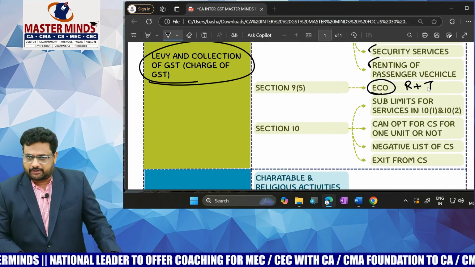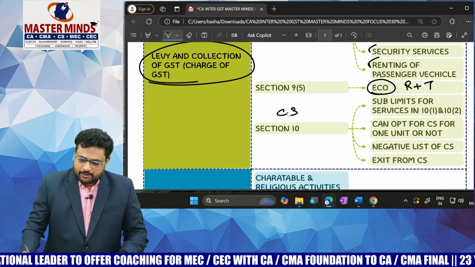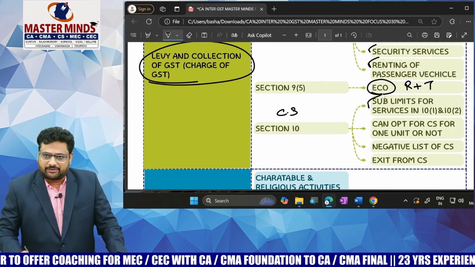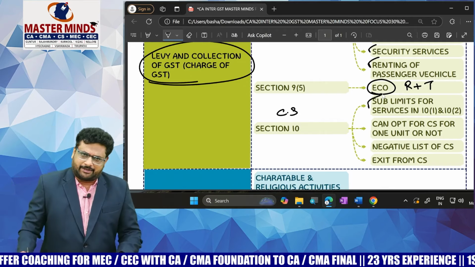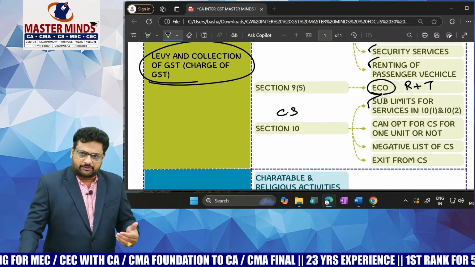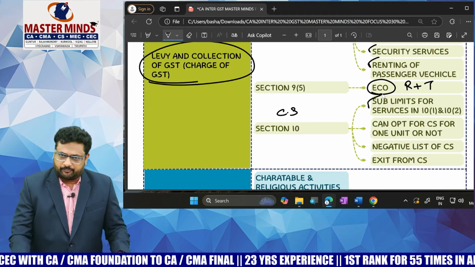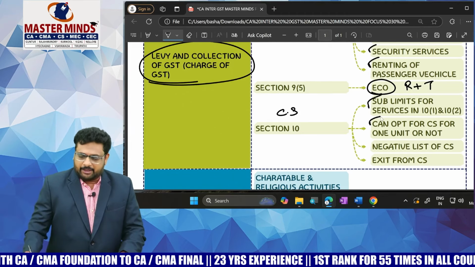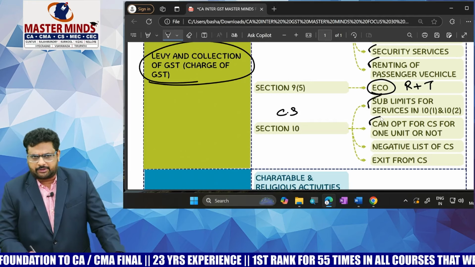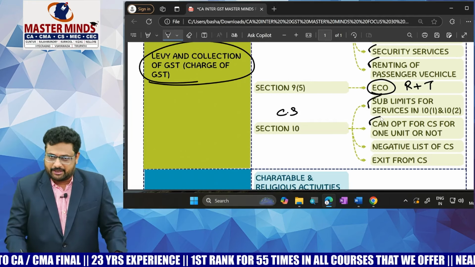And with respect to section 10, which deals with composition scheme, first you need to keep more focus on what are the sublimits for the services 10.1 and 10.2, that is in the preceding financial year turnover 10% or 5 lakhs, whichever is higher. Those areas you need to keep focus. And in the same way, can opt for composition scheme for 1 unit or not. That means if you are having 2 units, you need to keep focus on those areas.